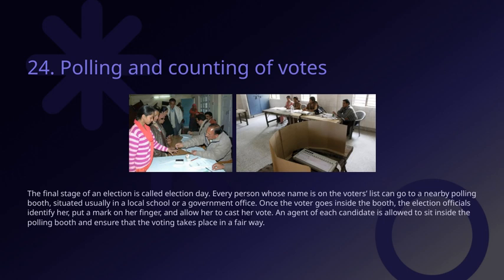It's also important to note that each candidate is allowed to have an agent inside the polling booth. This agent's role is to observe and ensure that the voting process remains fair and transparent. The overall goal is to make sure every vote is counted correctly and that the election is conducted in a just manner. This process is a crucial part of democracy because it guarantees that every eligible voter has a fair chance to participate and that the integrity of the election is maintained.